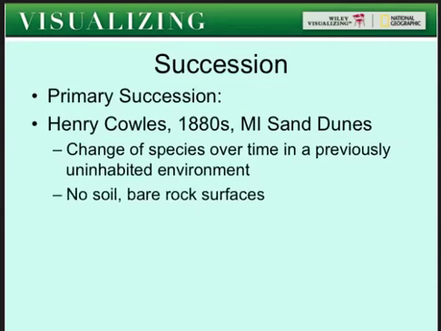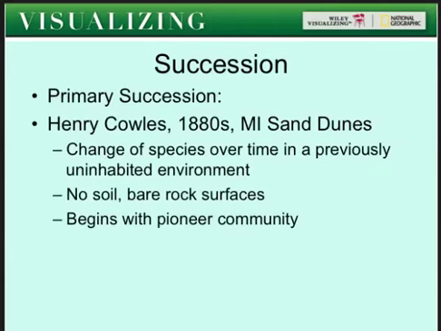There was no soil and there were bare rock surfaces. And a pioneer community began the ecological succession in this region. He noticed that lichens began to break up rocks and form soil. Now you might ask, well, what the heck is a lichen? Well, if you've ever looked at an old granite building or an old sidewalk, you might notice a pale green, flat, disc-shaped growth on some of these rocks. And that growth is a lichen.